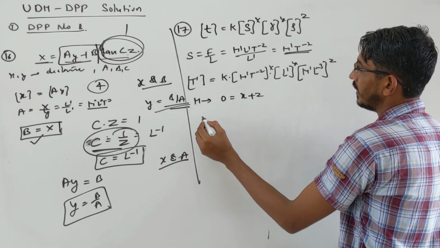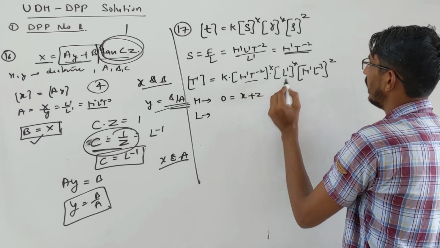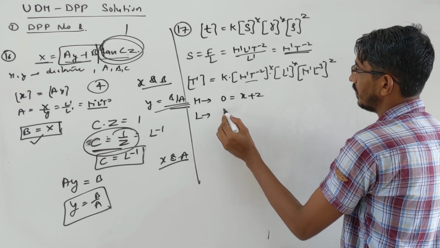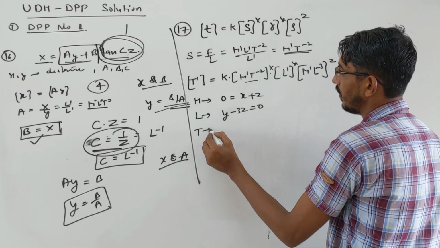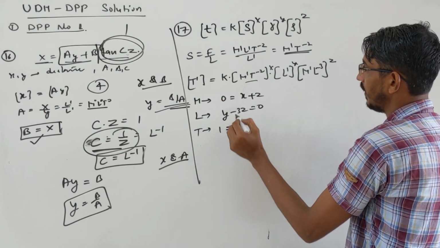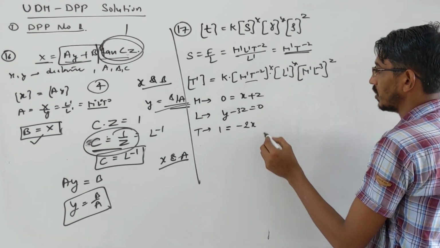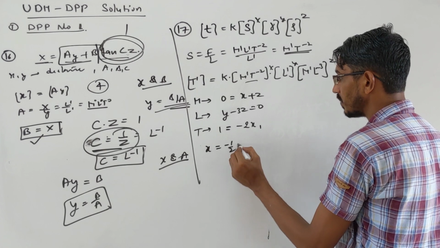We got X plus Z equals 0. Then let's compare length power. There is no length on the left. On the right it is Y minus 3Z, so Y minus 3Z is equal to 0. Then you have to compare time. Time is 1 on the left, and minus 2X on the right. That's all, so you can find X from here itself. X becomes minus 1 by 2.